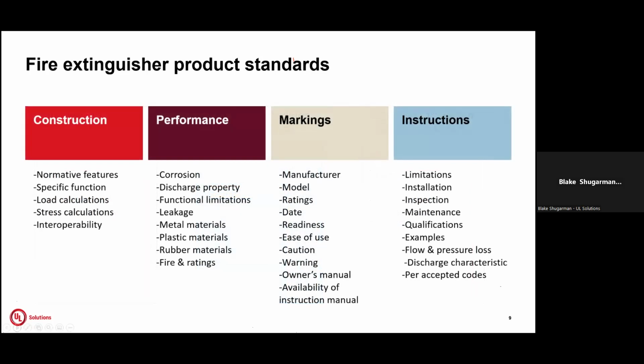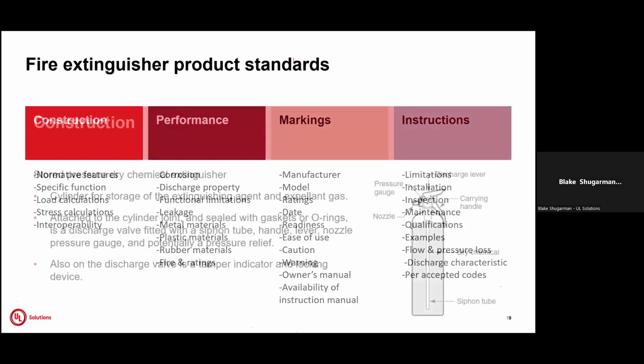Whenever I'm looking at any of the product standards or trying to inform somebody of the content of the standard, there are 4 main categories of construction, performance, markings, and instructions. And all of the fire suppression product categories, the standards that are associated with the UL standards and ULC standards, are formatted such that they include these 4 topics. And I'll go into greater detail regarding these topics now.